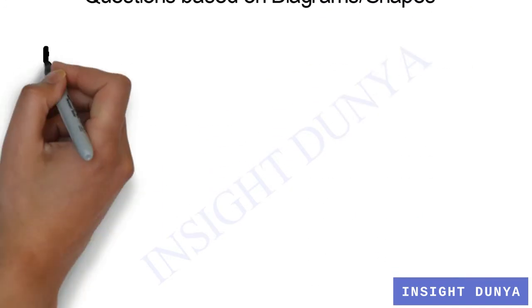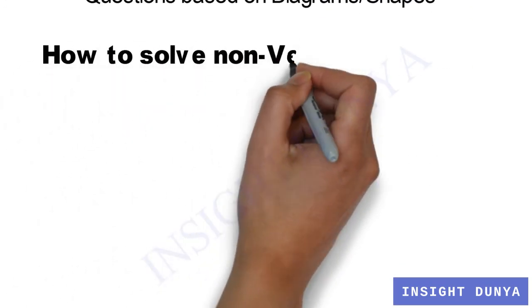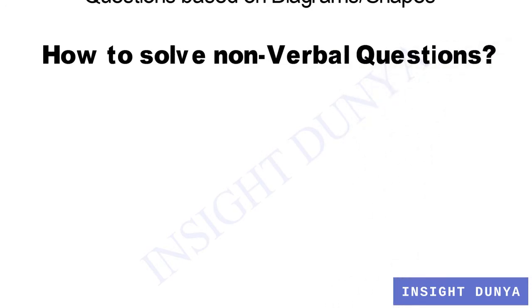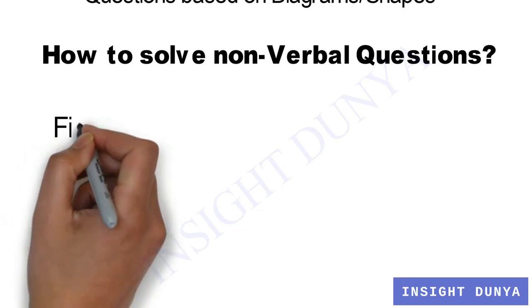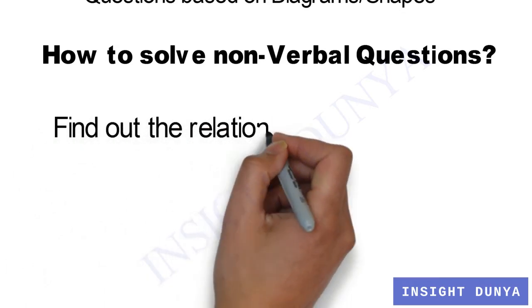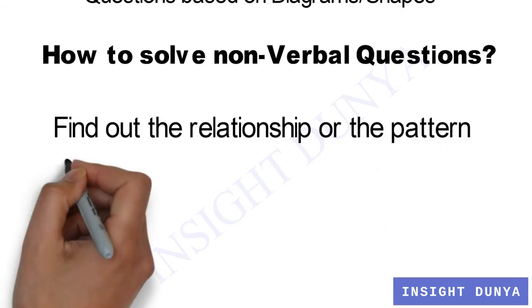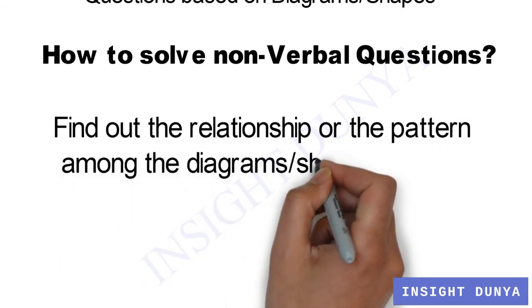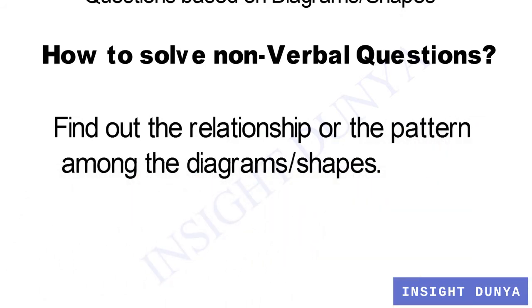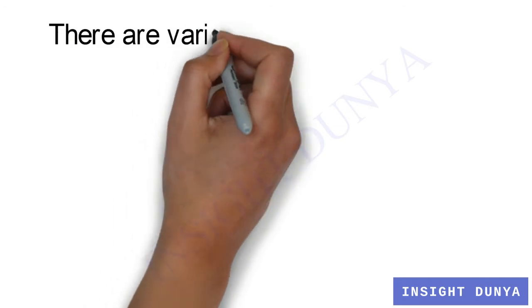How to solve non-verbal questions? To solve non-verbal questions, you need to pay attention to how one picture relates to the others. One has to find out the unique pattern or relationship among shapes. Furthermore, there may be 100 kinds of relationships in non-verbal questions. The more you are aware of different types of patterns, the better you can solve this type of question.